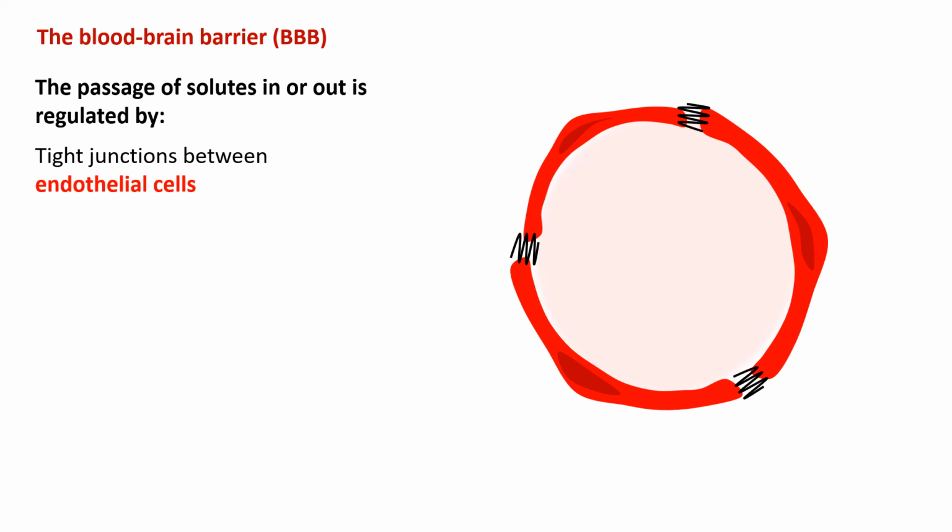And this passage is regulated by tight junctions. So we have tight junctions between the endothelial cells that are quite highly regulated as to what they will let through.